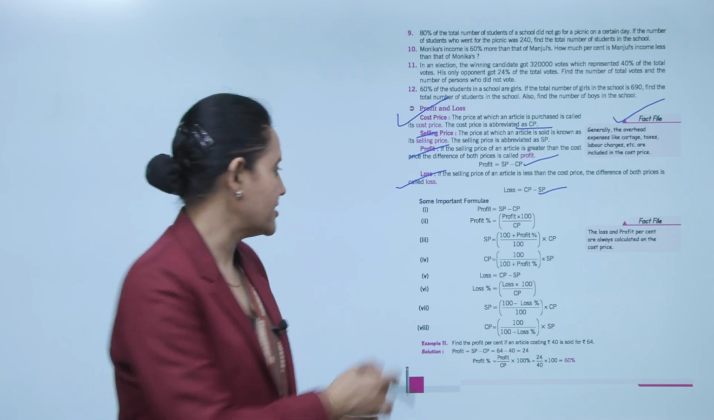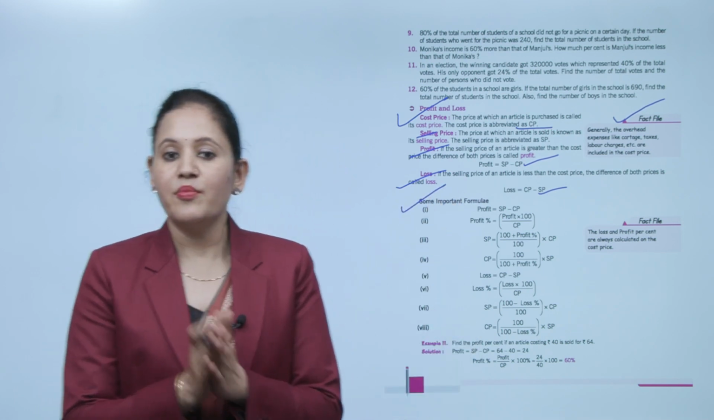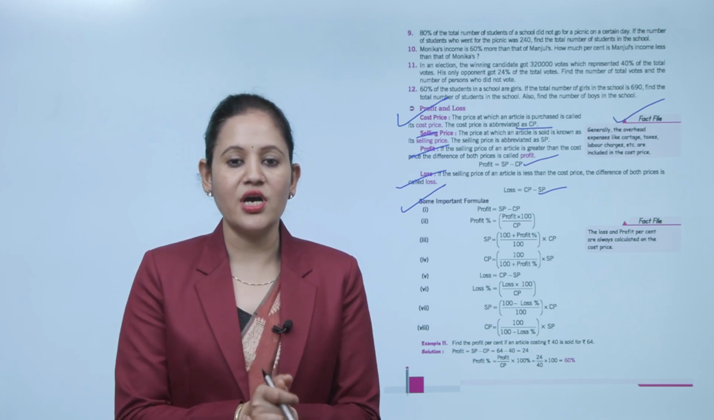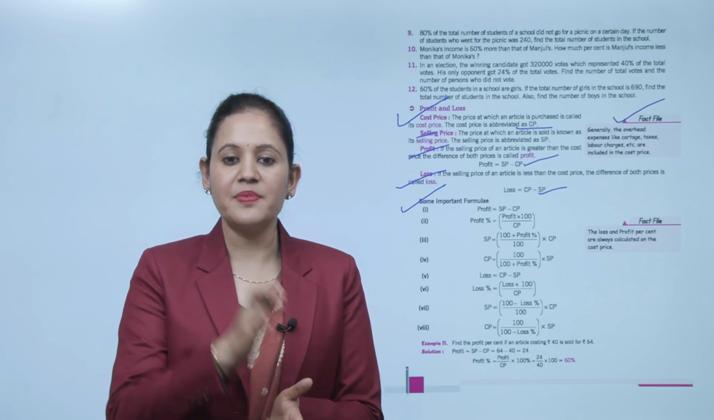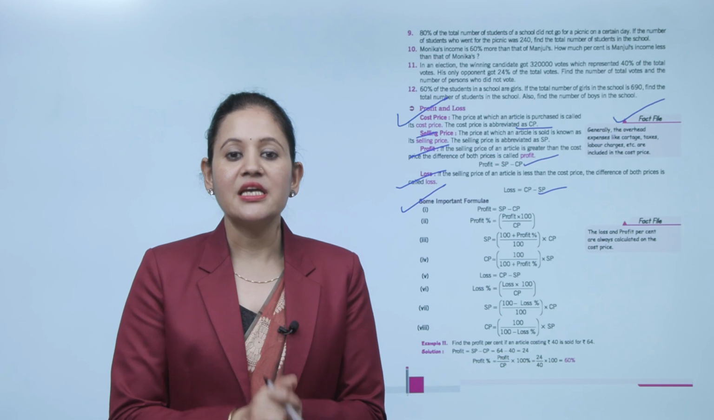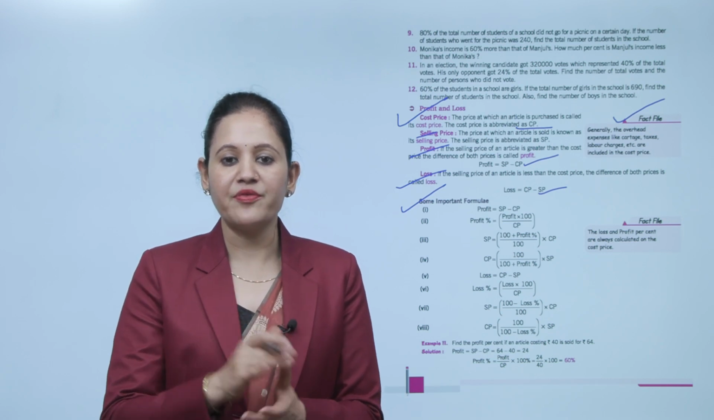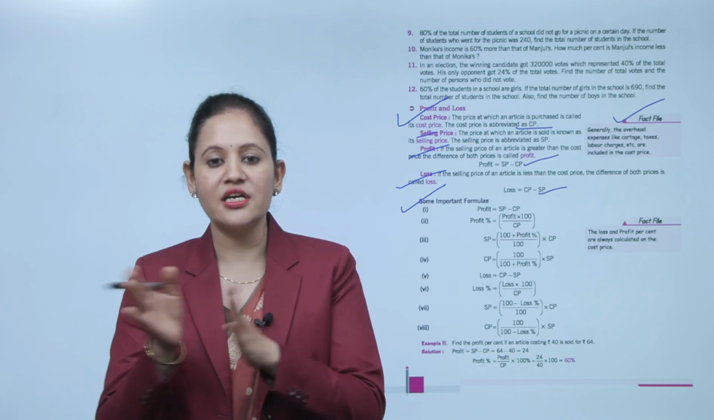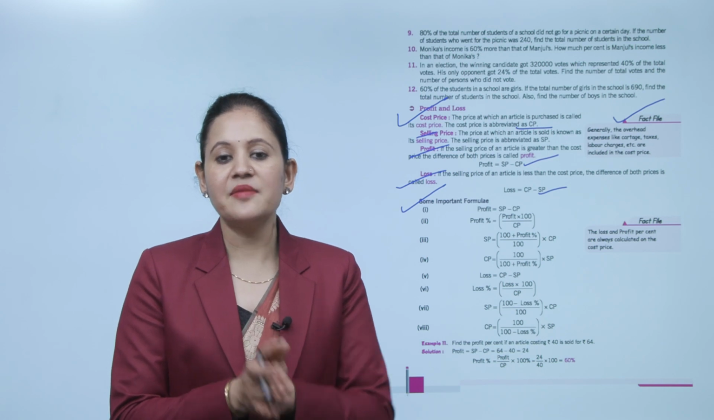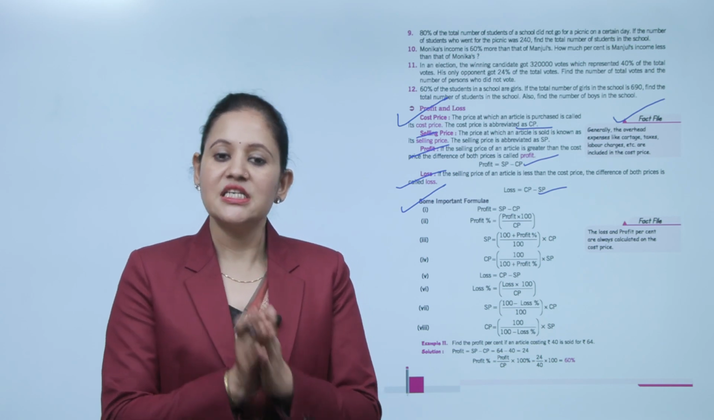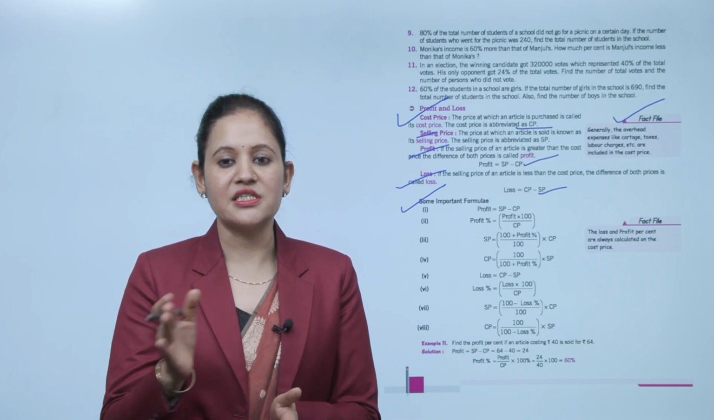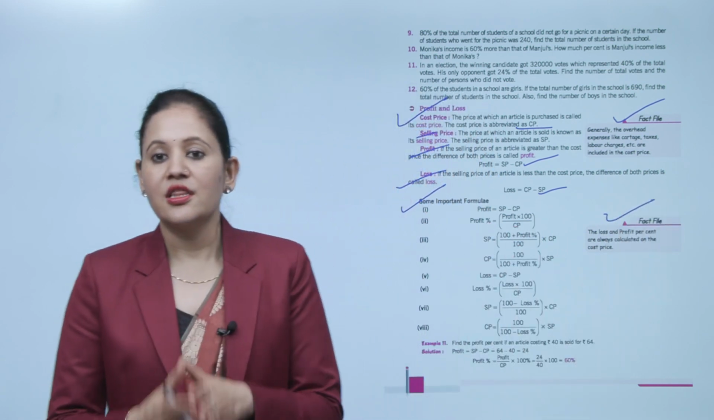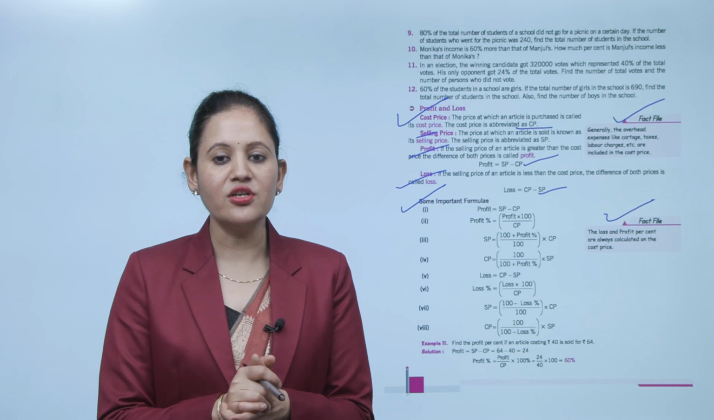Next, some important formulas. Profit equals SP minus CP. Profit percentage equals profit into 100 upon CP. SP equals 100 plus profit percentage upon 100 into CP. CP equals 100 upon 100 plus profit percentage into SP. Loss equals CP minus SP. Loss percentage equals loss into 100 upon CP. SP equals 100 minus loss percentage upon 100 into CP. CP equals 100 upon 100 minus loss percentage into SP. Fact file: The loss and profit percentage are always calculated on cost price.